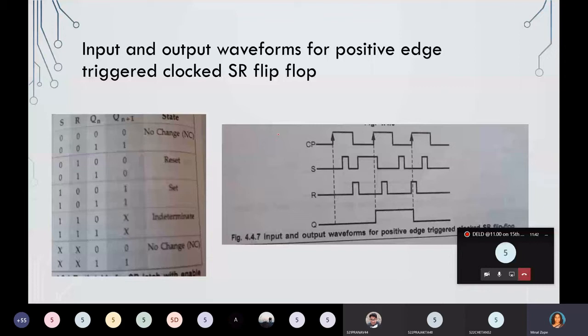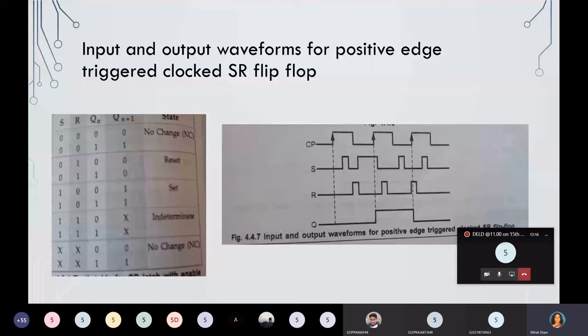Okay, so see, this is the SR flip-flop truth table. What the truth table is saying is that when your S and R inputs are 0, then the next state is no change state. No change means what? The present state and the next state are the same. The next state is equal to the present state.